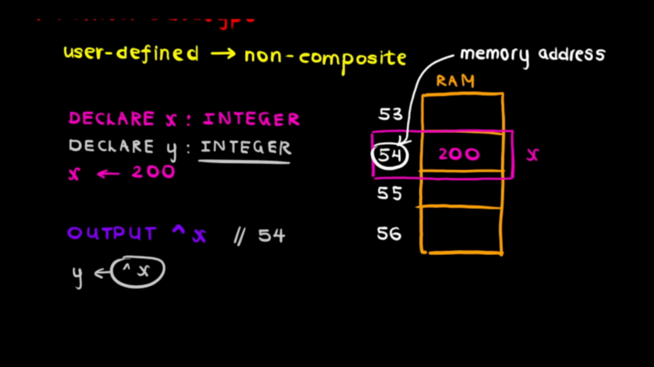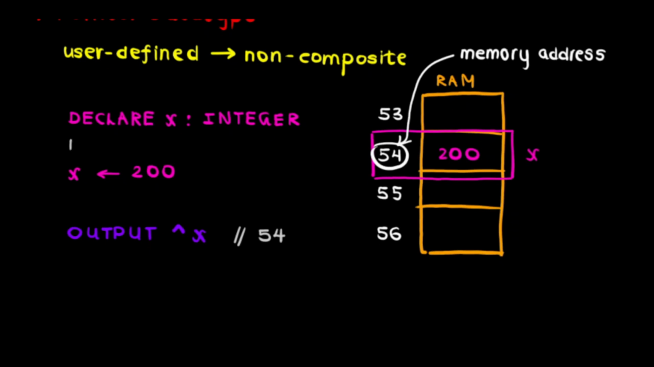So this is where the need for its own data type comes in, where we need to create our own data type for a pointer. So just to output the memory address of a variable, we can just say output circumflex x. But if you really want to store these memory addresses, not just to output them but to store them in a variable, that's where the need of a pointer data type comes into play.